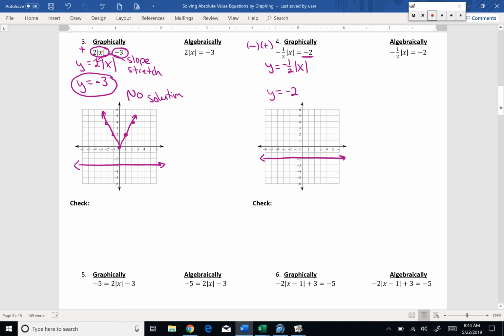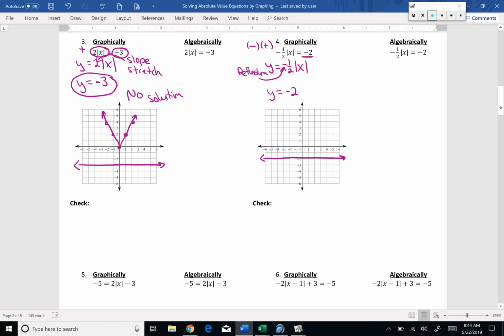So when we pick apart that absolute value equation, that negative sign, we're going to have a reflection. And that's really important for us to know, because when I go to graph, if my graph isn't flipped upside down, I did something wrong graphing it. I made a mistake with my slope.